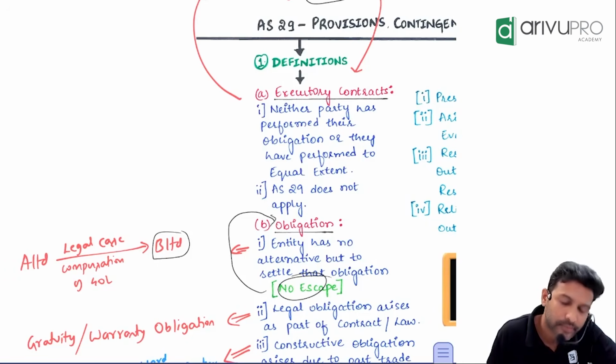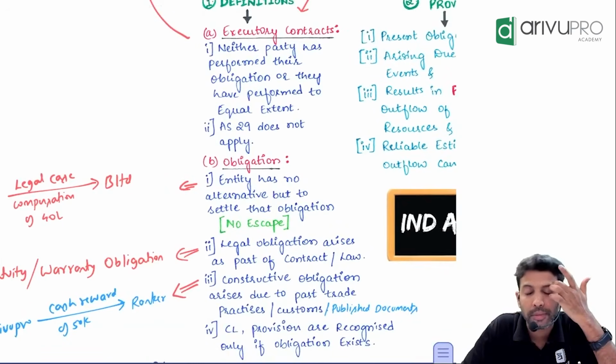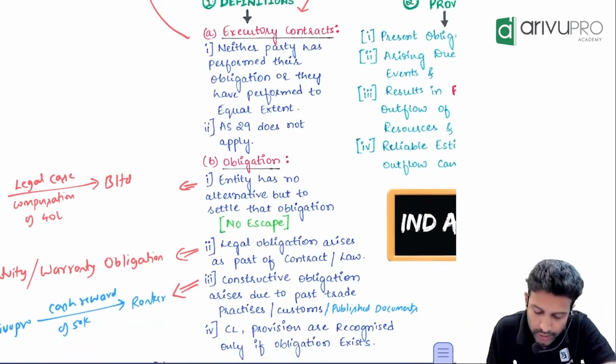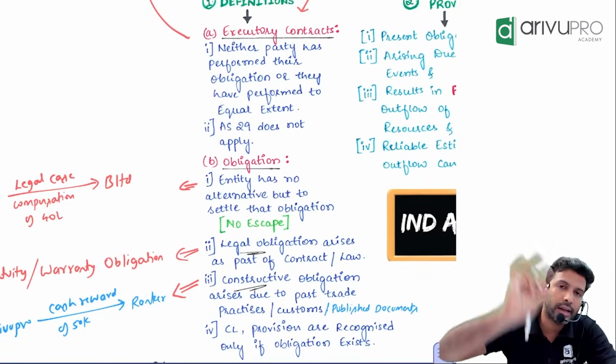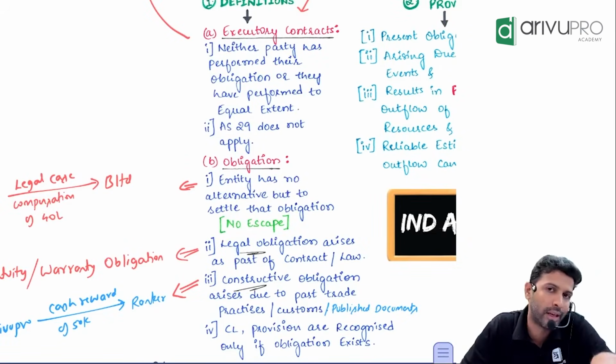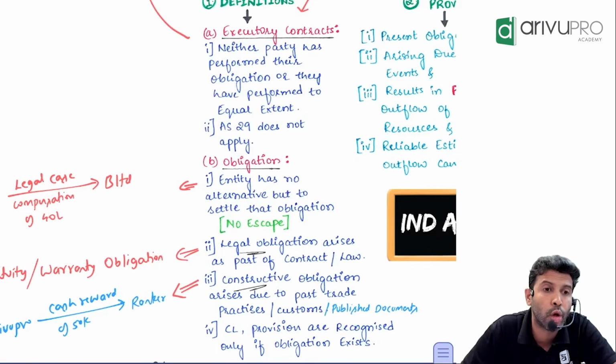This obligation is of two types: legal obligation and constructive obligation. Legal obligations are those obligations which arise as part of contract or law. Something which comes due to contract or due to law is what we refer to as legal obligation.